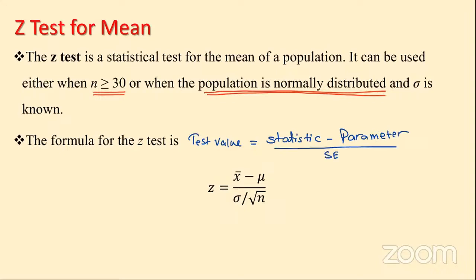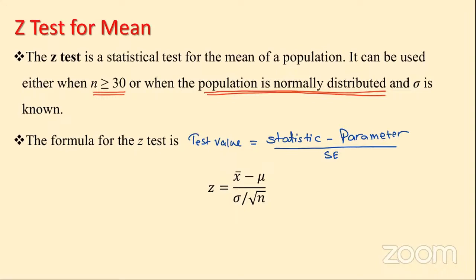But in this case, this is the Z test for mean. We are talking about mean, so in place of statistic, it will be the sample mean, X bar, in our formula. The parameter is the population mean, mu. And the standard error for the mean, when n is greater than 30 or the population is normally distributed, is the population standard deviation over the square root of n. So sigma over square root of n is the standard error.